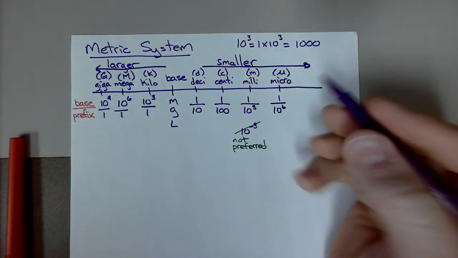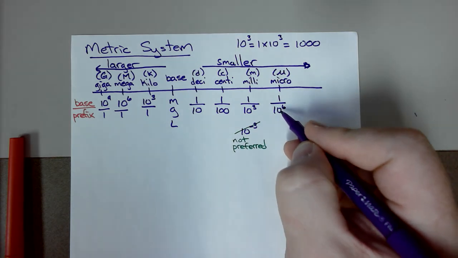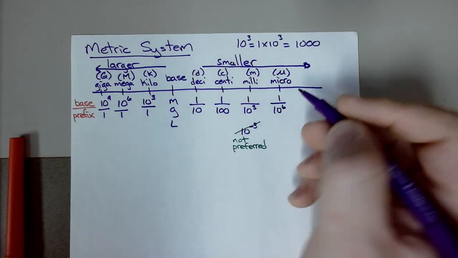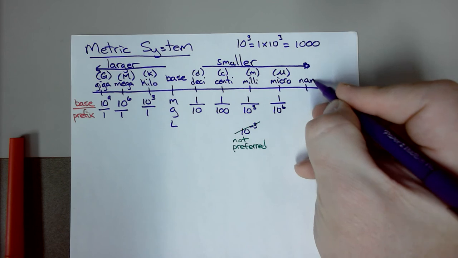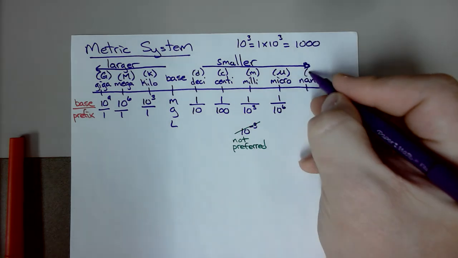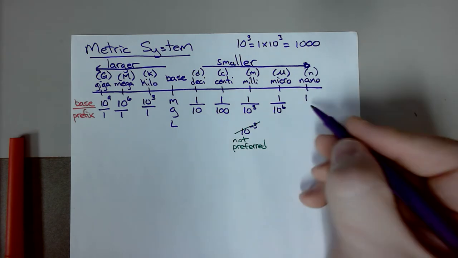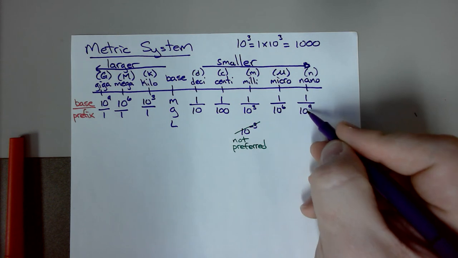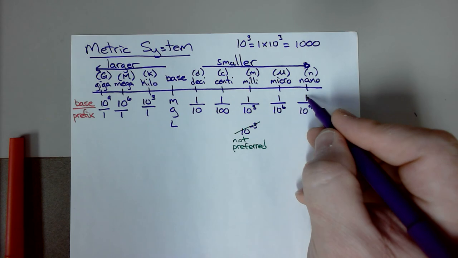So it takes 1,000,000 micrograms to make 1 gram, 1,000,000 small units to make the larger unit. The next one is nano, and that's represented with a small n. So 1 liter would be 10 to the 9th nanoliters. So it takes 1,000,000,000 nanoliters or smaller units to make the 1 base unit, bigger unit.